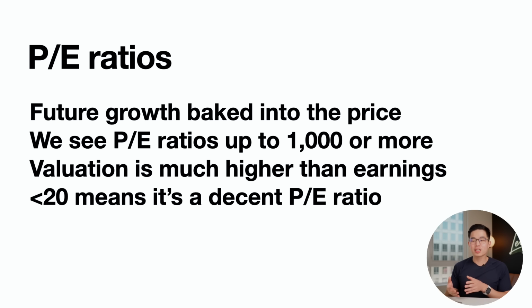The higher this PE ratio, the more future growth is already baked into the price. So we've been seeing a lot of companies that have PE ratios above 50, even above 100, even close to 1,000. And this means that the valuation of that company is just a lot higher than the annual earnings of that company. I'd say right now, any PE ratio that's under 20 is considered pretty low, and it means that the company is valued pretty much where its book value is at.